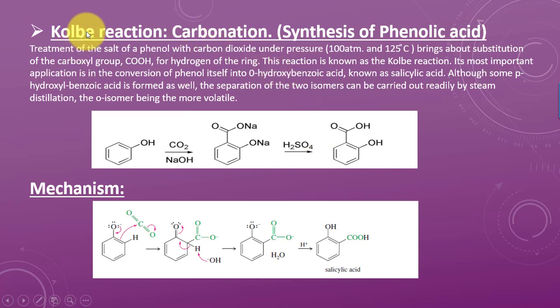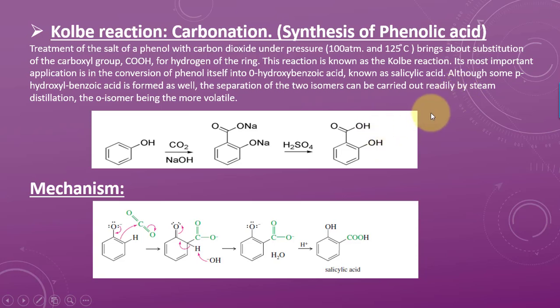Next reaction is Kolbe reaction. It is also known as carboxylation or synthesis of phenolic acid. Here we say that treating the phenol with carbon dioxide under pressure at 100 atmosphere and 125 degrees centigrade brings about the substitution of carboxylic group on the aromatic ring. This reaction is called as a Kolbe reaction.